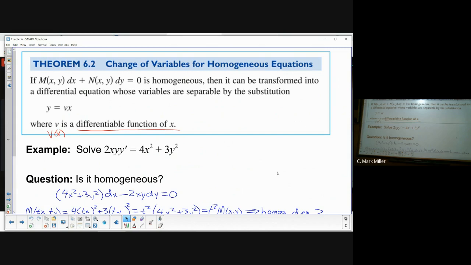Okay, so when is a differential equation homogeneous? When each of these M and N are both homogeneous functions of the same degree. They're both homogeneous of degree 2, both homogeneous of degree 3, what have you. If that's the case, then substituting in y equals vx will turn it into a separable differential equation. Instead of x and y, it turns into a separable differential equation in x and v.